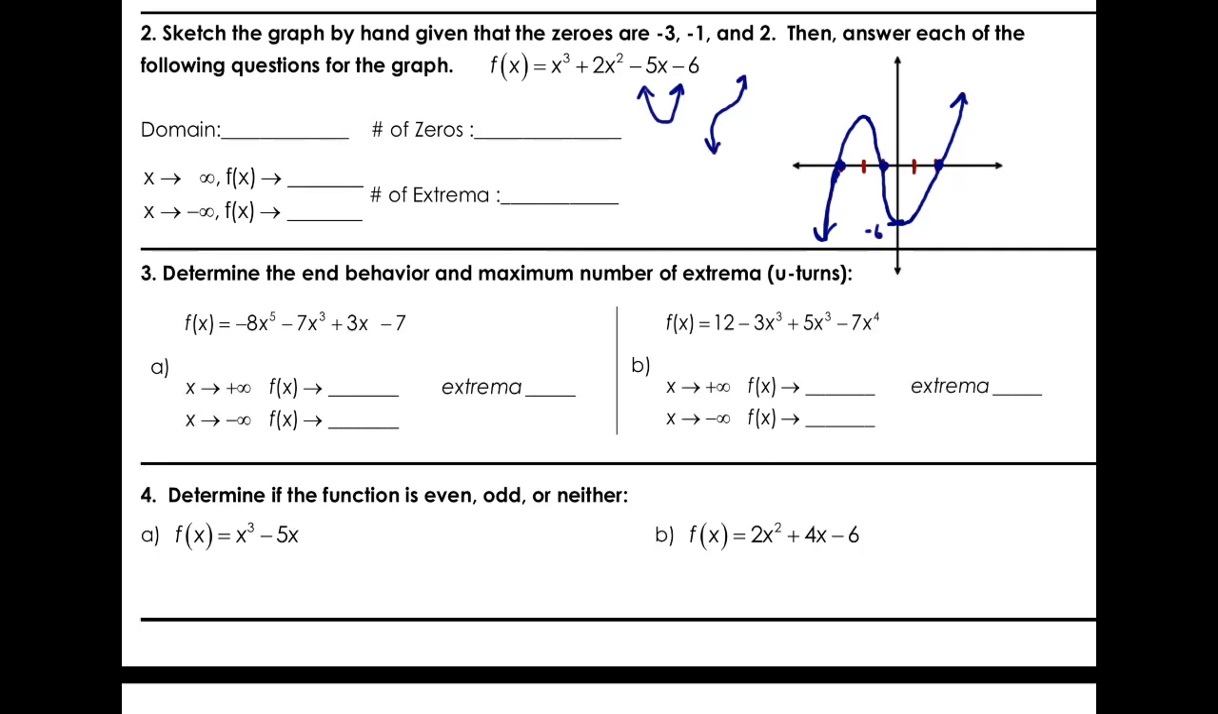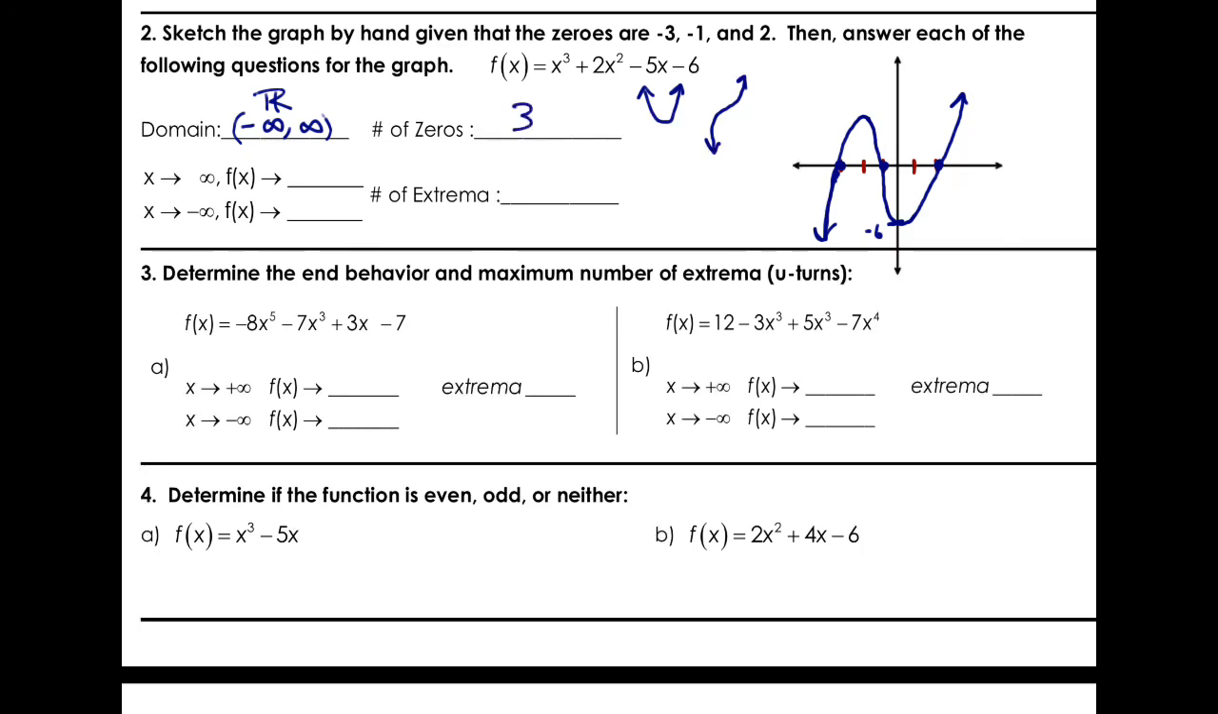Now we can do our domain. Domain on a function, we got arrows on both sides, so we know that's -infinity to +infinity, or all reals. How many zeros are we going to have? This tells us right here, 3, and we can see that there's 1, 2, and 3 right there. So we have 3 zeros.